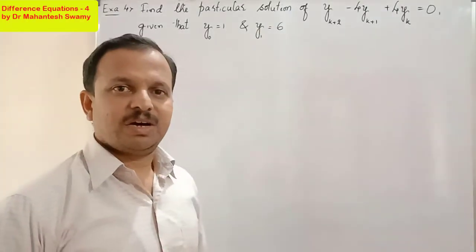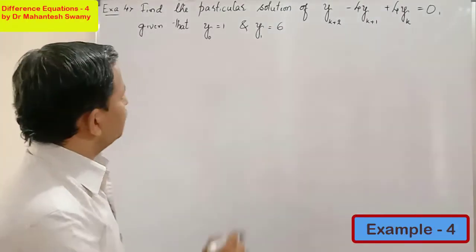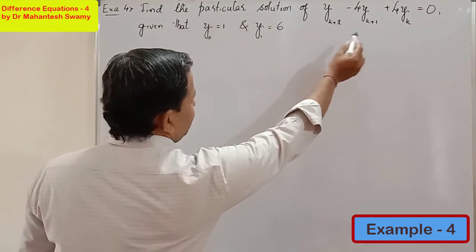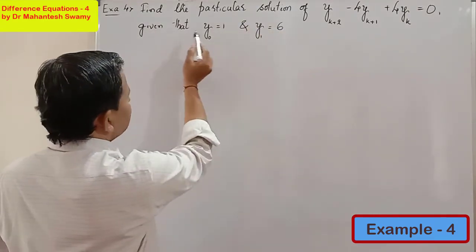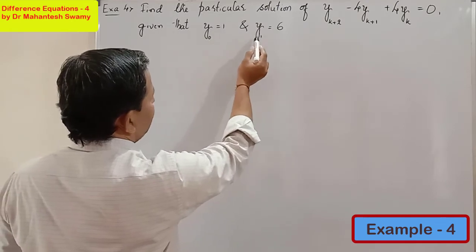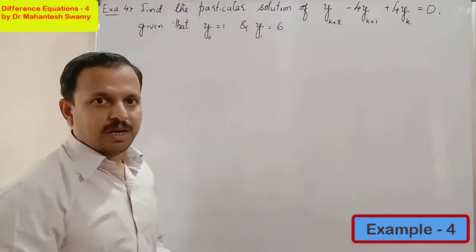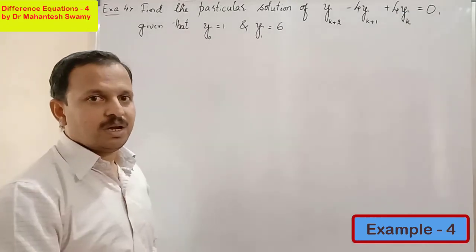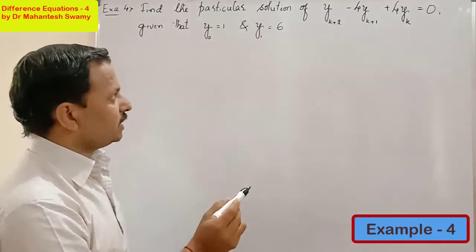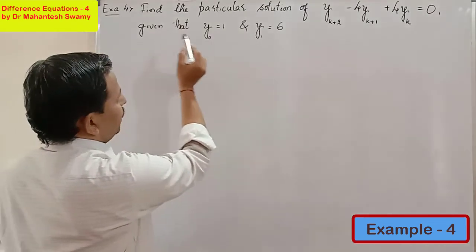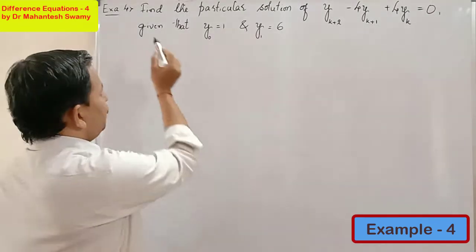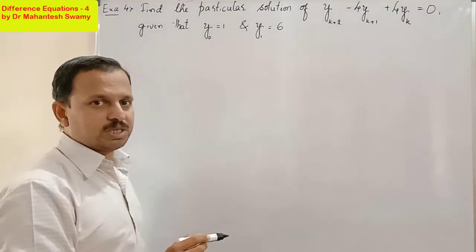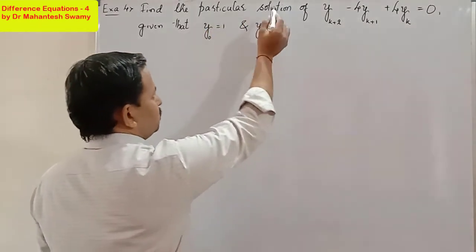Let us consider the fourth example. Find the particular solution of the given difference equation given that y0 equals 1 and y1 equals 6. When we compare this problem with the previous examples, we come to know here that we have to do some extra work in this case. Here we are given two conditions. We have to use those two conditions and find out the particular solution.